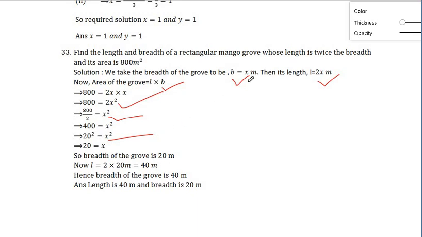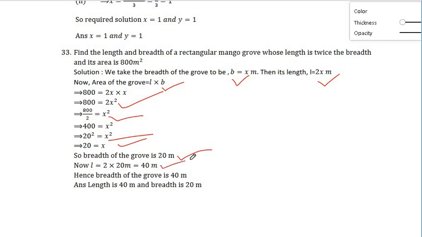Breadth cannot be negative. Length also cannot be negative. If both the numbers are positive, then only you can remove the square, which means you can cancel the square. If x is negative, then it cannot be done. So here we can cancel. So x equals 20. x means the breadth of the grove is 20 meter. Length is double the breadth, which means 2 into 20 equals 40 meter.